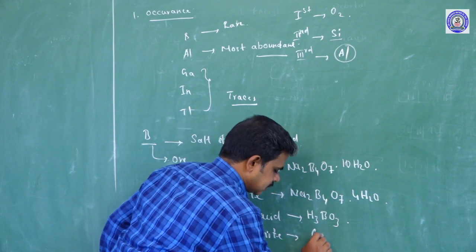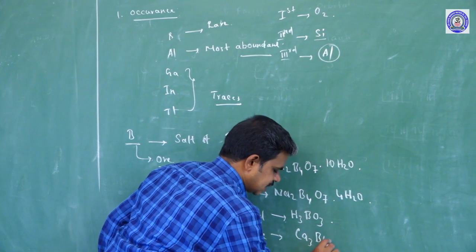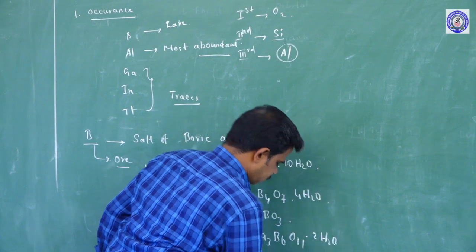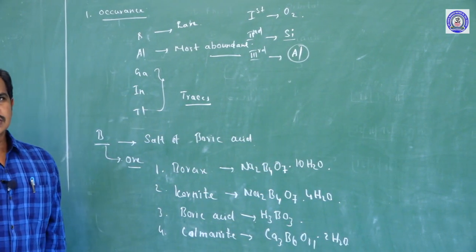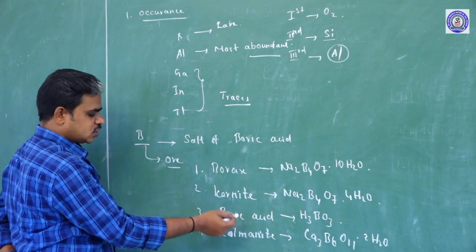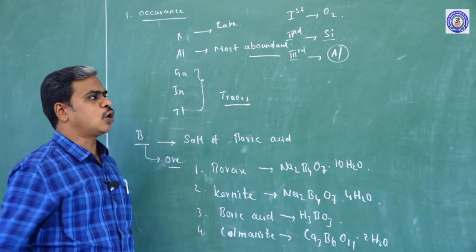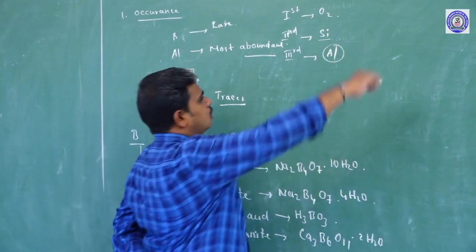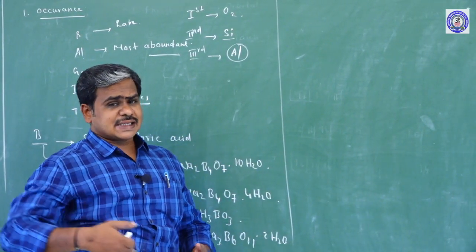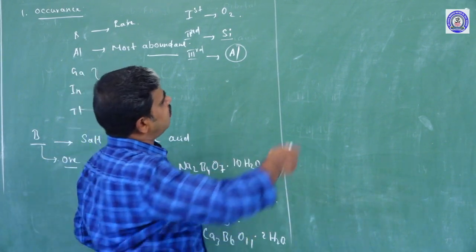Ca3B6O11.2H2O is colemanite. So the ores of boron are borax, kernite, boric acid and colemanite. Now, in 10th standard, you know about aluminum and its extraction. So what are the ores of aluminum?